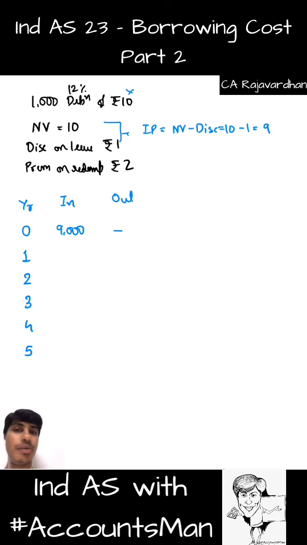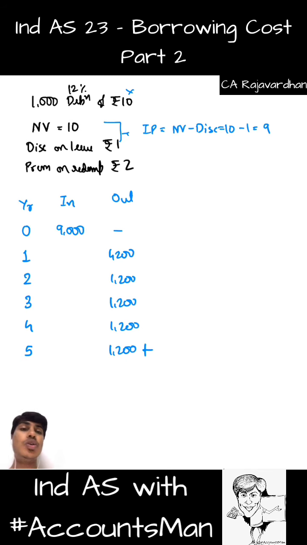On this we are paying interest. The interest is paid on nominal value. Interest is not paid on the issue price. So we do 1,000 into 10, 10,000, and 10,000 into 12% comes to 1,200. I'll write here 1,200, 1,200, 1,200, 1,200. I need to pay 1,200 interest in every year. Plus, in the last year, I need to repay. How much will I repay? I will not repay 10,000. I will repay 10,000 plus rupees 2 premium. So basically, I need to repay 12,000 rupees.